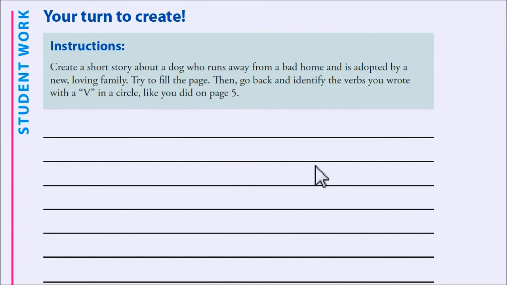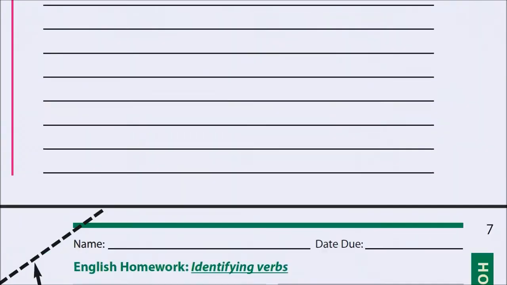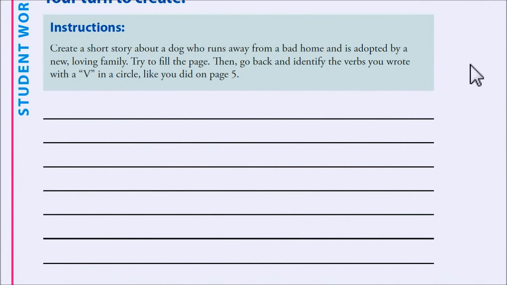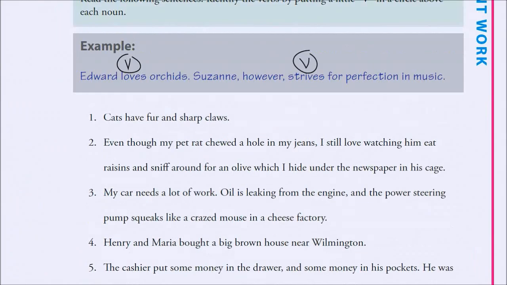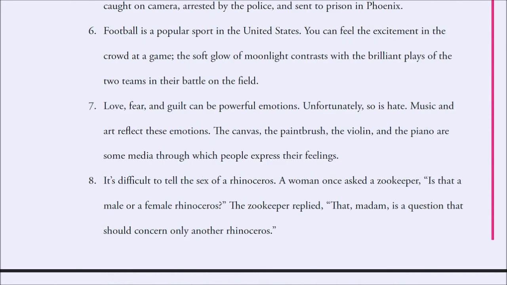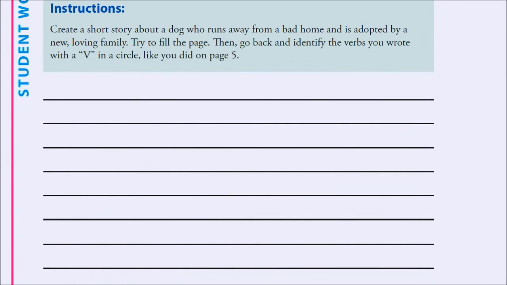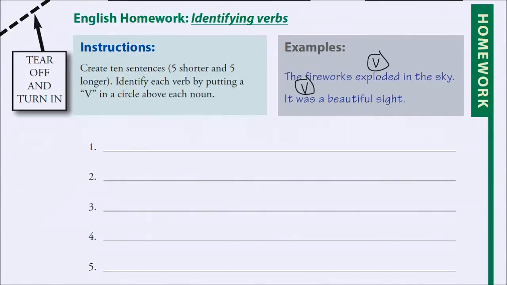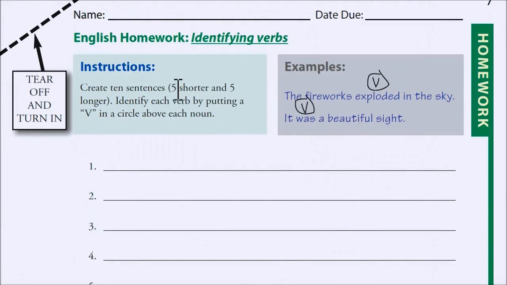And once you do, just try to fill this page. Once you do, circle all the verbs. In other words, not circle the verbs, but put a V in a circle over each verb, just to show that you know what words you wrote are verbs. And then you have some homework. You're going to do this in class, by the way. This is an in-class thing. And then this is homework where you're going to create 10 sentences and identify each verb by putting a V in a circle above each verb.